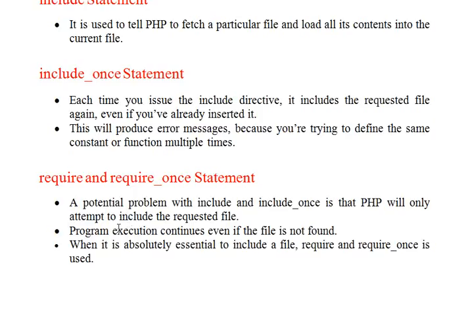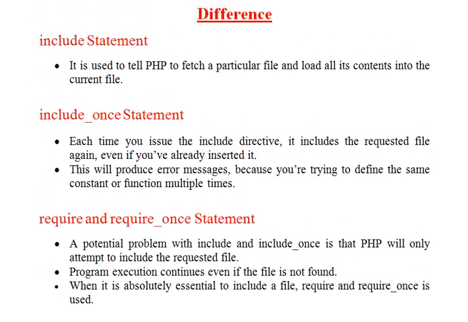So in this case, we use require and require once. The program execution continues only if the required file is found. If it is not found, then the program execution will not continue in the case of require and require once. We use require and require once only when it is absolutely essential to include a file. Okay, so this is the main difference between include, include once, require and require once.